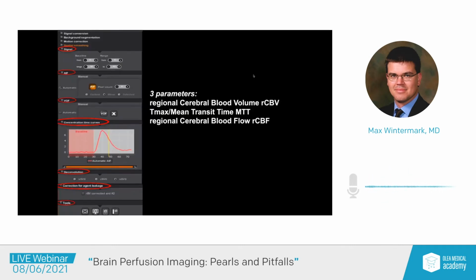So what I wanted to remind you is that typically all of those software, including the Olea software, calculate different parameters. They calculate something that has to do with the cerebral blood volume. They calculate some kind of time parameter, the Tmax or the mean transit time, and they calculate also the cerebral blood flow. And they calculate basically those parameters based on several inputs. And typically, as you can see, there is an arterial input function and a venous output function that are used for the calculation of those parameters.